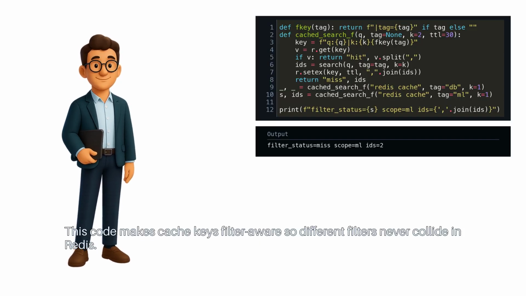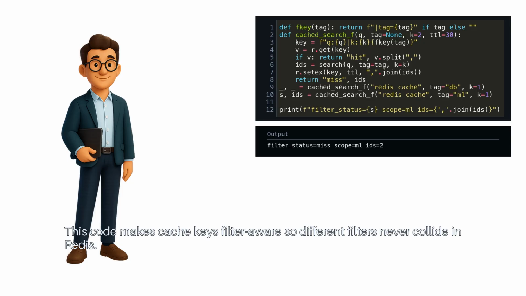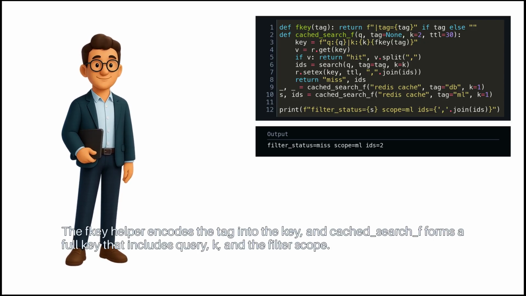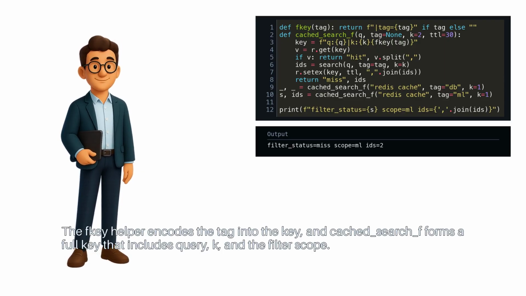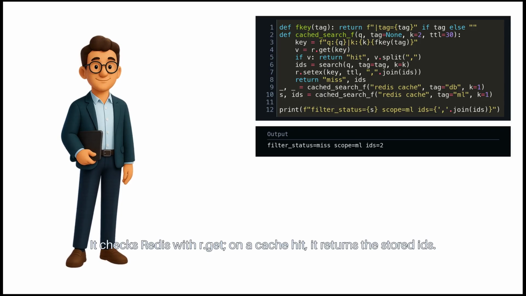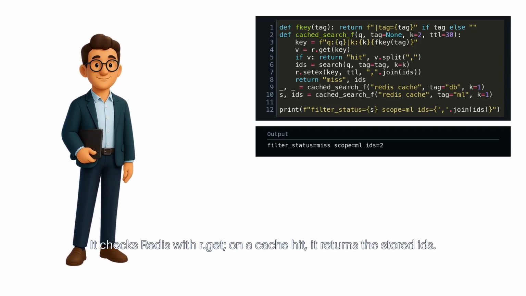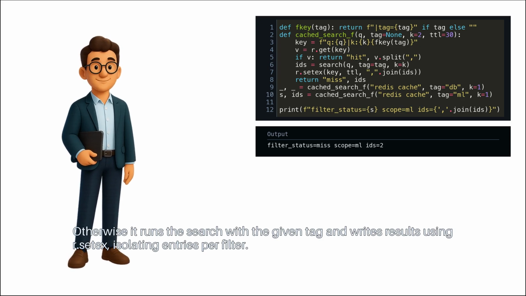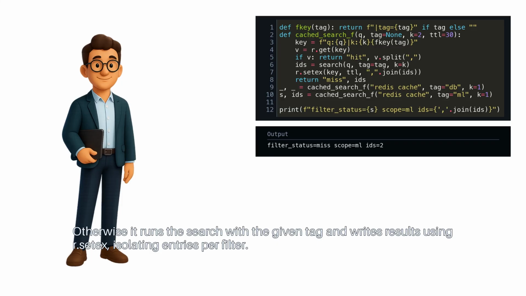This code makes cache keys filter aware, so different filters never collide in Redis. The fkey helper encodes the tag into the key, and cached search F forms a full key that includes query, K, and the filter scope. It checks Redis with r.get. On a cache hit, it returns the stored IDs. Otherwise, it runs the search with the given tag and writes results using r.setex, isolating entries per filter.